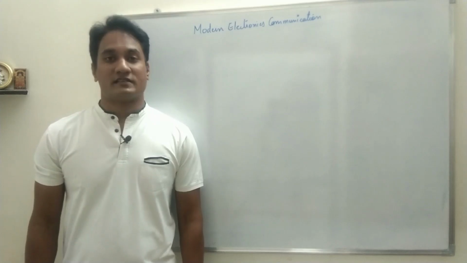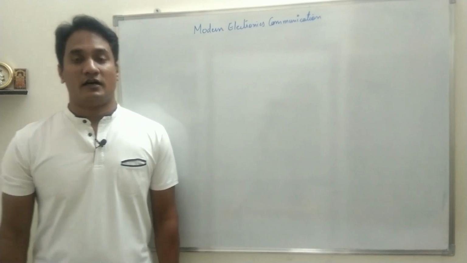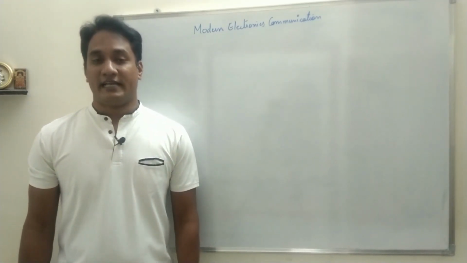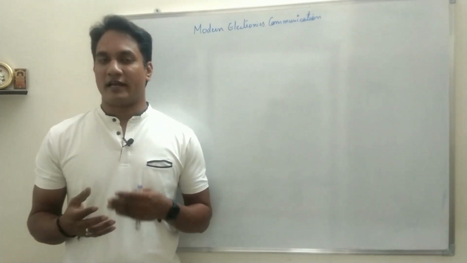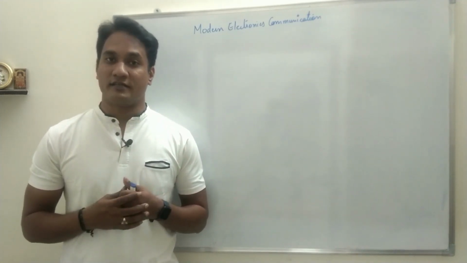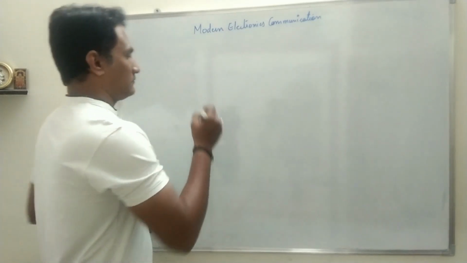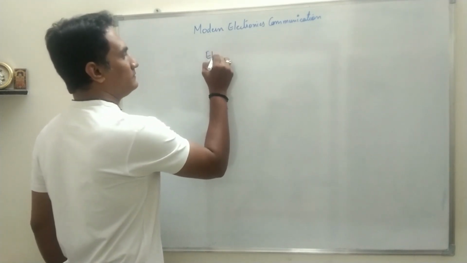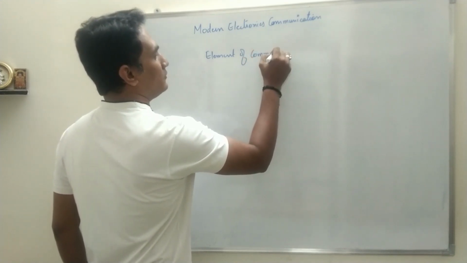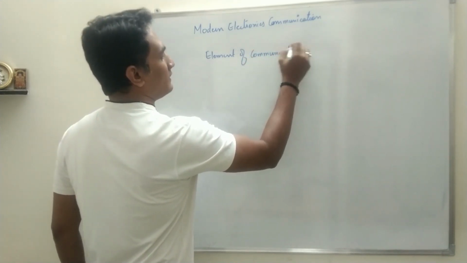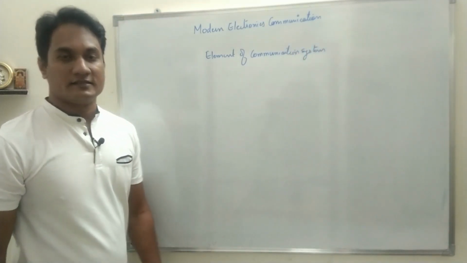Hello students, we will start with the last chapter which is remaining in your paper 1, that is modern electronic communication. In this chapter we will try to understand different modes of communication and different instruments used for communication. So that is what we will do there. The first topic is elements of communication system.